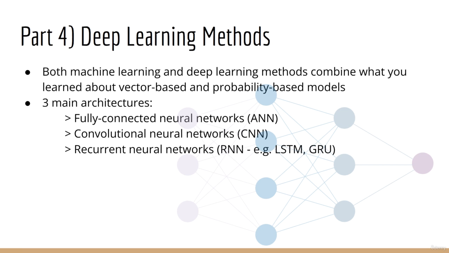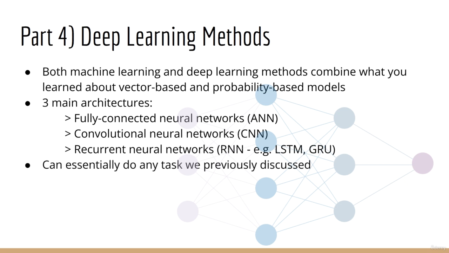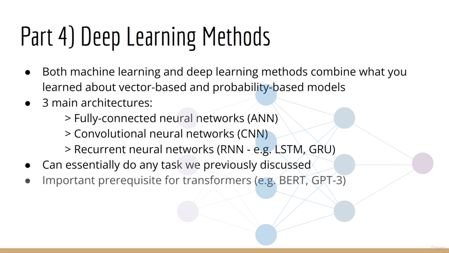We'll see how deep learning methods can really do any of the tasks we previously discussed, like spam detection, sentiment analysis, language modeling, article spinning, and so forth. And obviously, deep learning includes modern architectures such as the transformer. So what you learn in this section will essentially be a prerequisite if you ever want to understand how transformers work. So if you're curious about BERT and GPT-3, these sections are simply a necessity.